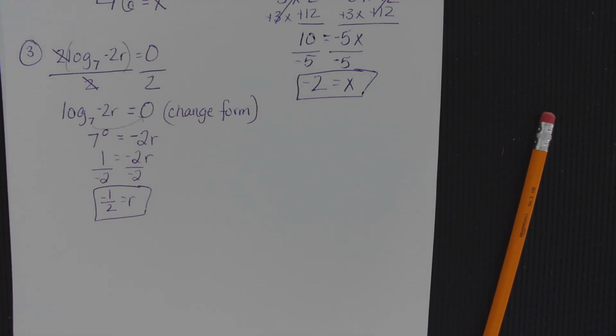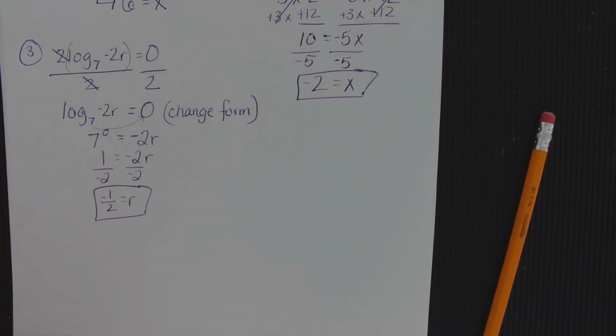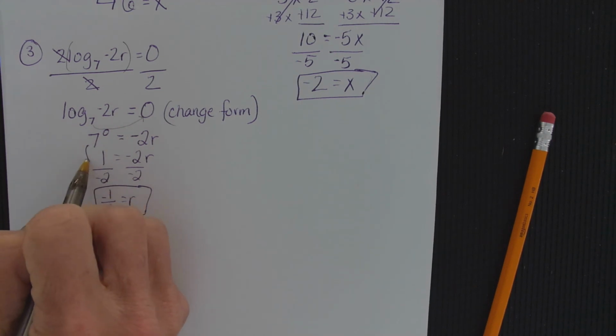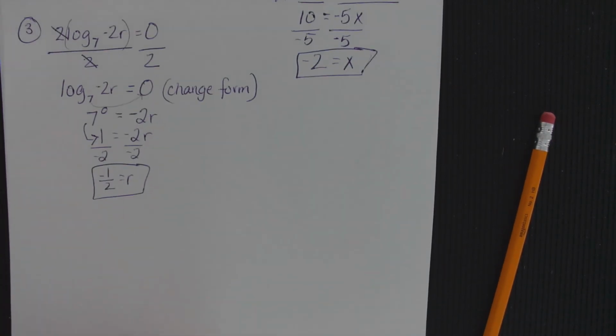Thank you, ma'am. Where did you get the 1 from? Any number to the 0 power is 1. I cannot see this. Am I in the way? Yeah. There you go. You may need to scoot over a little bit, slide your chair.